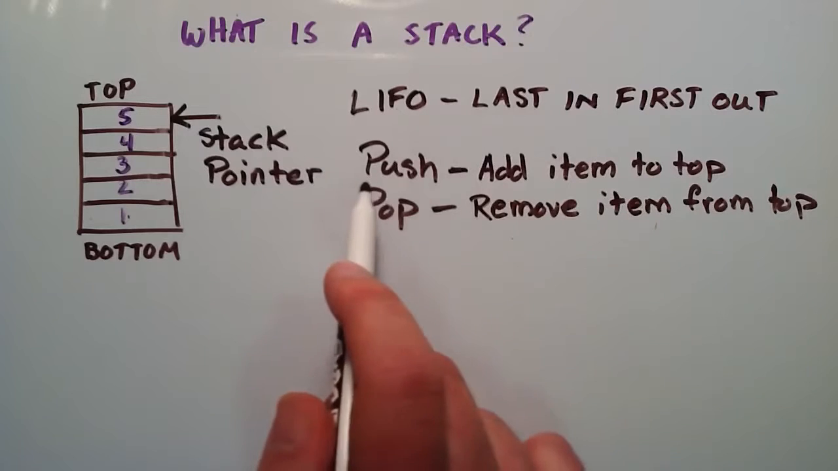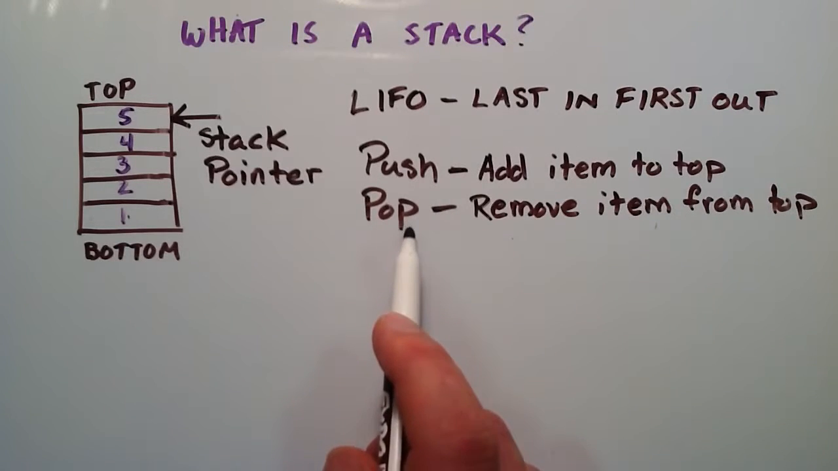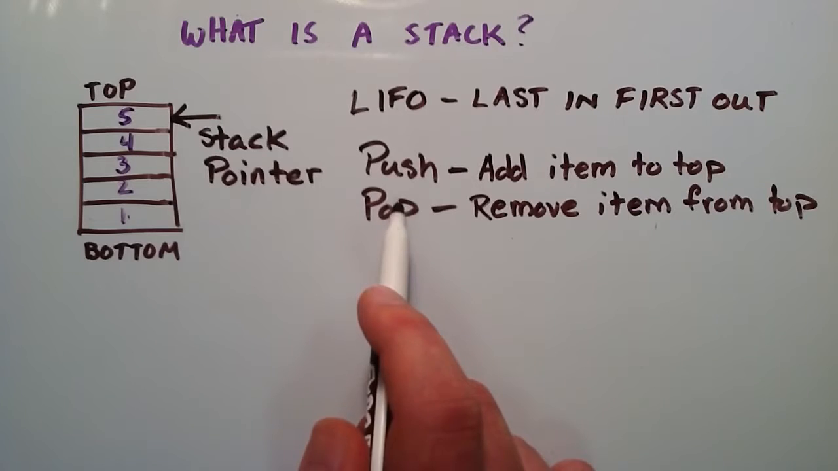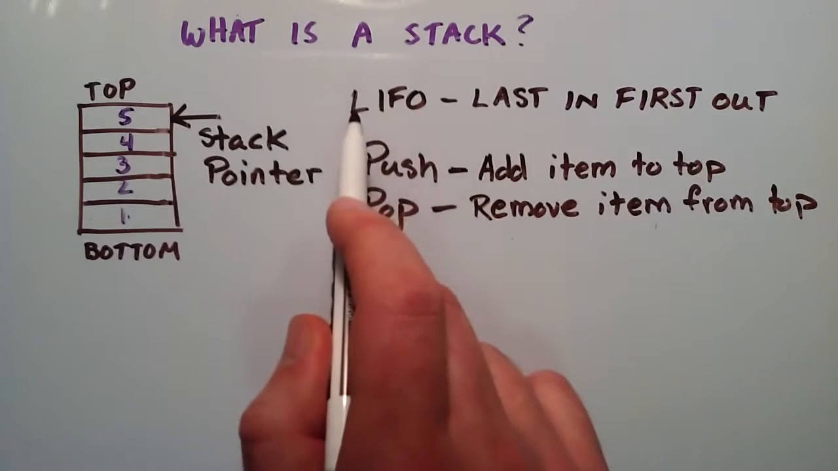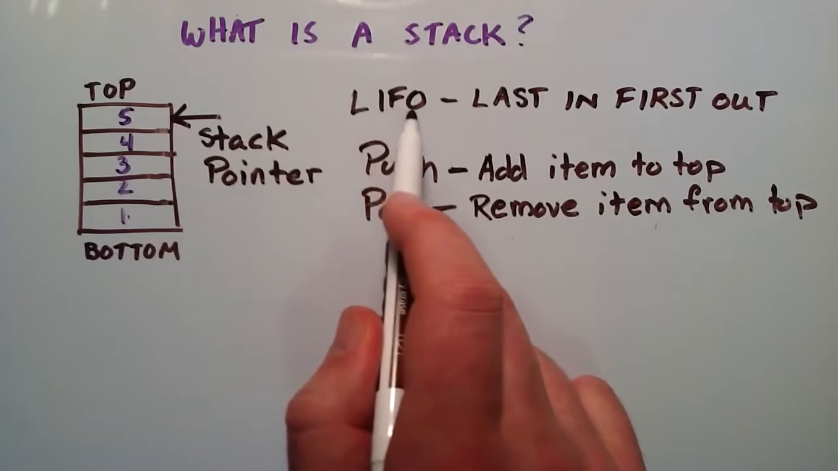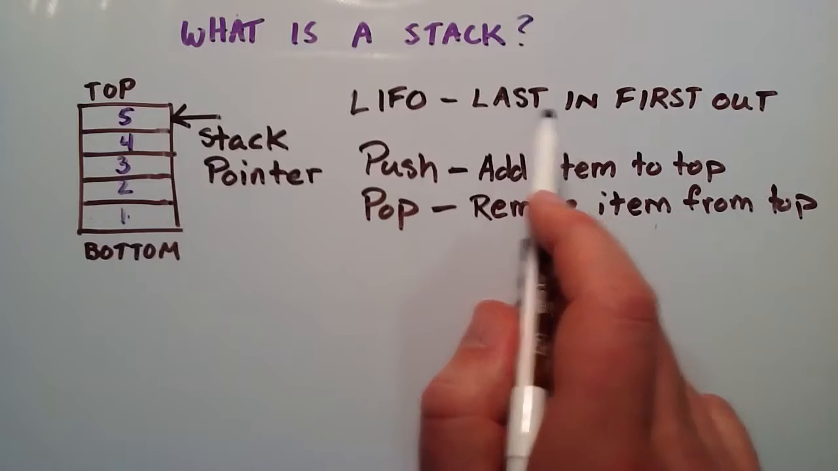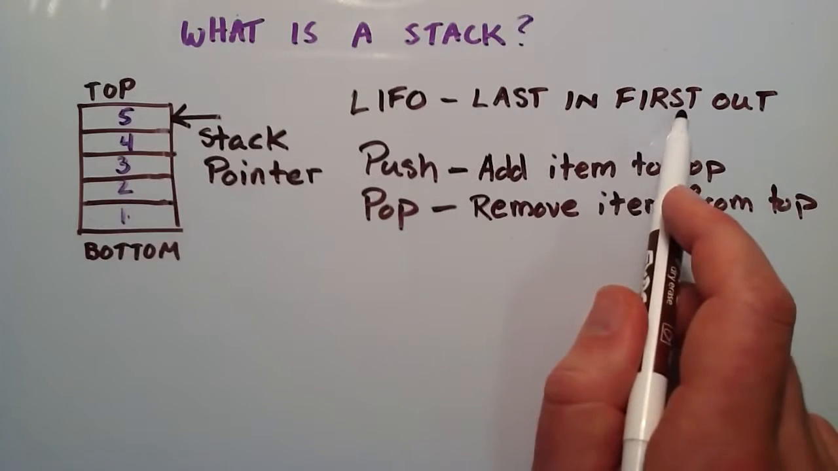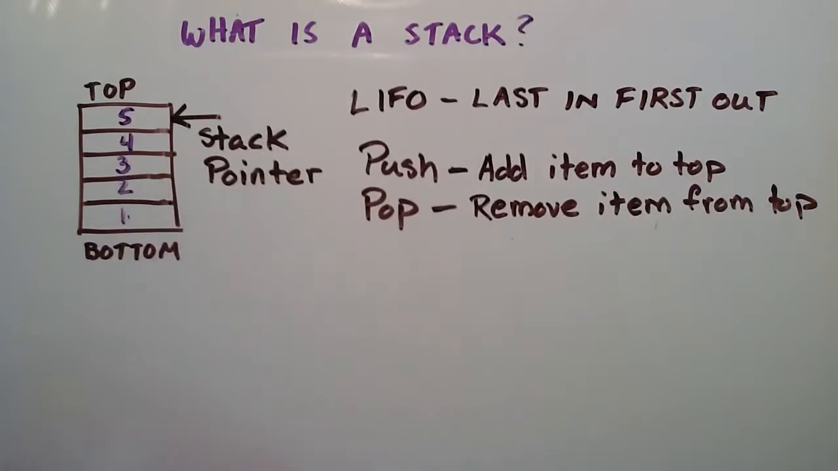Adding an item to the stack is called pushing it, and removing an item from a stack is called popping the item. Because of these 2 functions, and because they always have to manipulate the top of the stack, we call a stack a last in, first out data structure. The last item that was placed on the top of the stack is always going to be the first item removed from the stack, because they both manipulate the top.